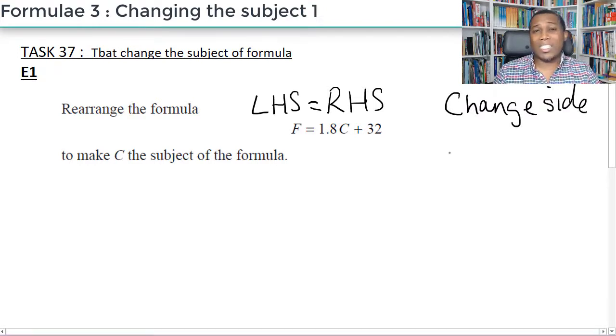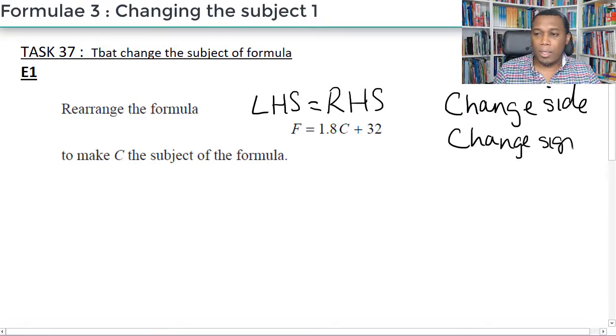It's not what you might see in many textbooks, but keep this one big idea in your head, and it will make a huge difference, I say. Change side, change sign. Or if you don't want to use the word sign, it fits better, but change operation. And you'll see what I mean.